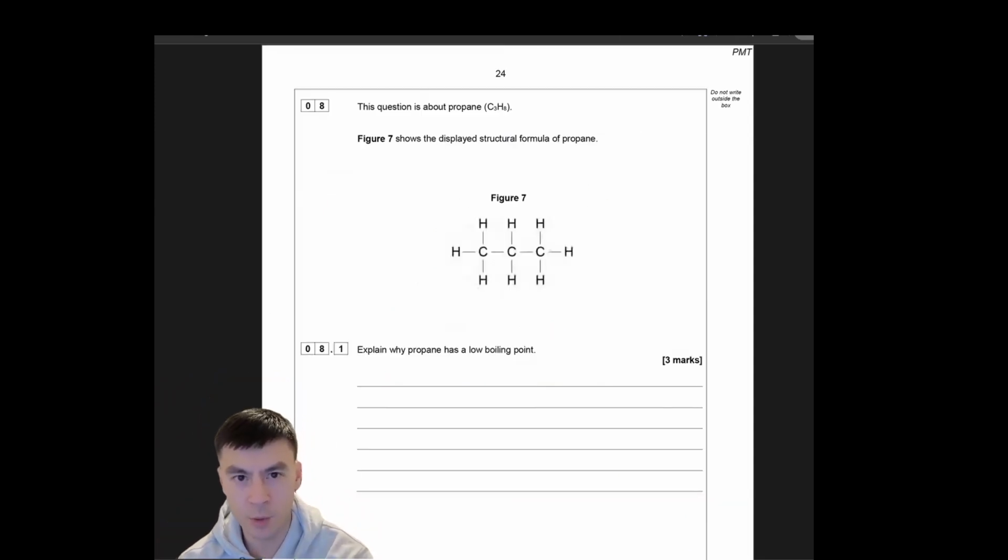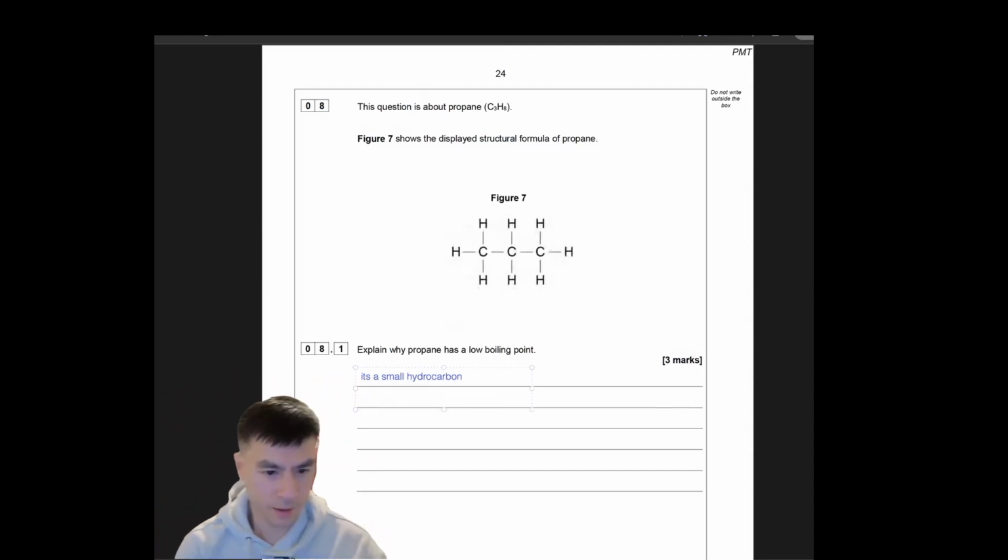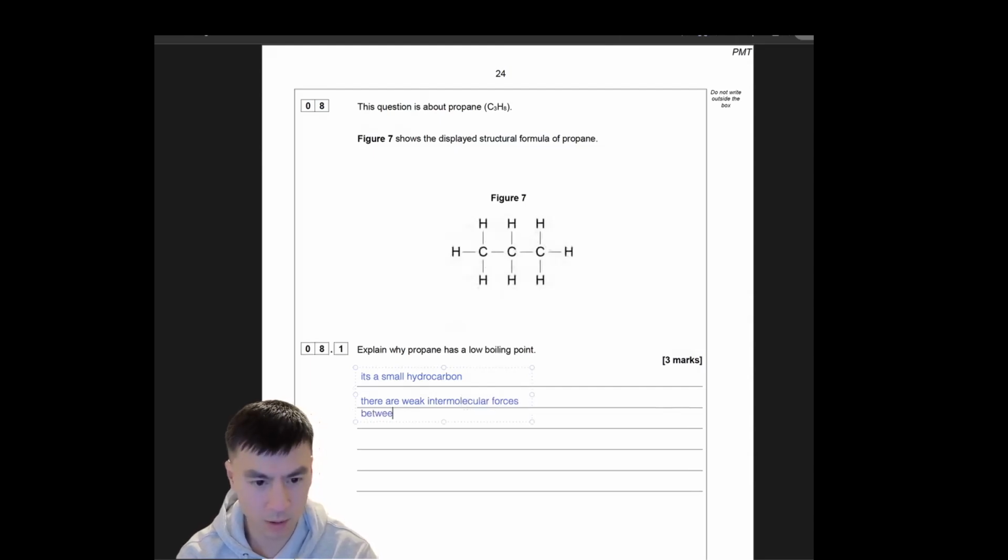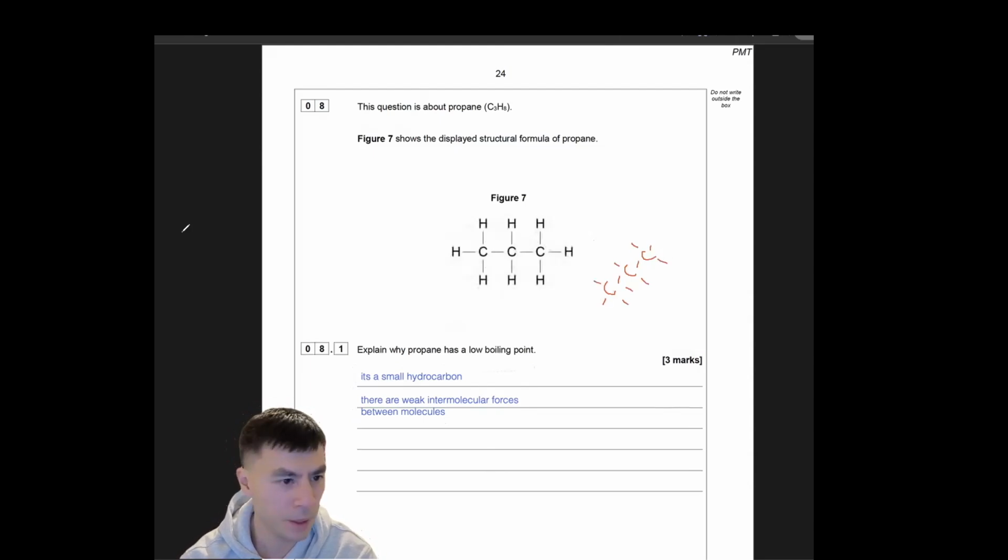This question is about propane, C3H8. Why does propane have a low boiling point? Okay, simple. It's a small hydrocarbon. Small hydrocarbon, so what does that mean? There are weak intermolecular forces between molecules. OK, we're talking about other things. Propane has weak intermolecular forces between molecules.